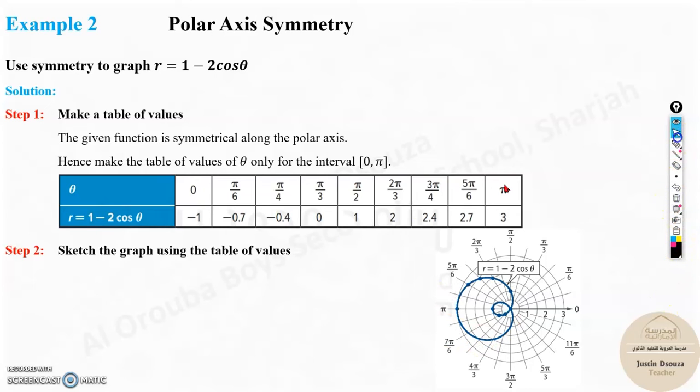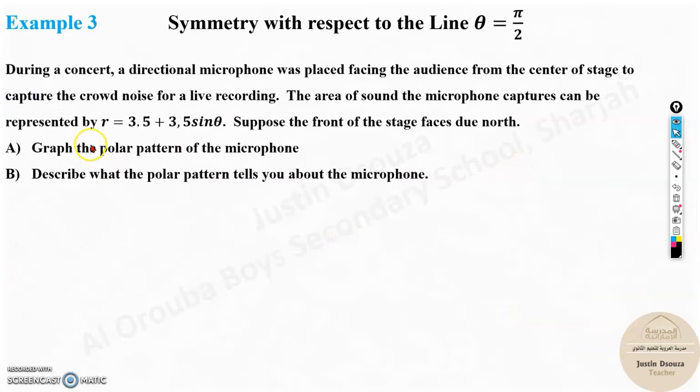Now looking at this, you know the shape is a limaçon. Looking at the standard form, if you remember the classical curves, you can tell this is a limaçon. So that is one way you can easily tell it, or looking at the shape of the graph you can also identify it. So this is how we can graph. I hope it's clear. Very simple: table of values and graph it up. These are the classical curves. Now over here we have a real world problem.